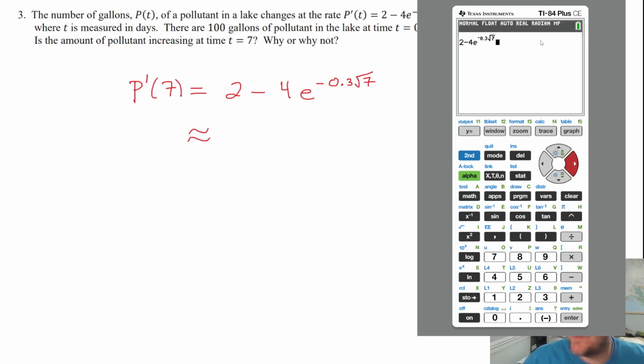So if I type it in just like this, is that going to work? The answer is yes, because my calculator understands order of operations. So it's going to do e to this power first, then it's going to multiply by 4, and then it'll subtract. So just entering it in exactly the way you see it, at least on this calculator, will work out fine. So enter. So that's the answer, as far as I can tell, 0.191. And what is that? Gallons per day.